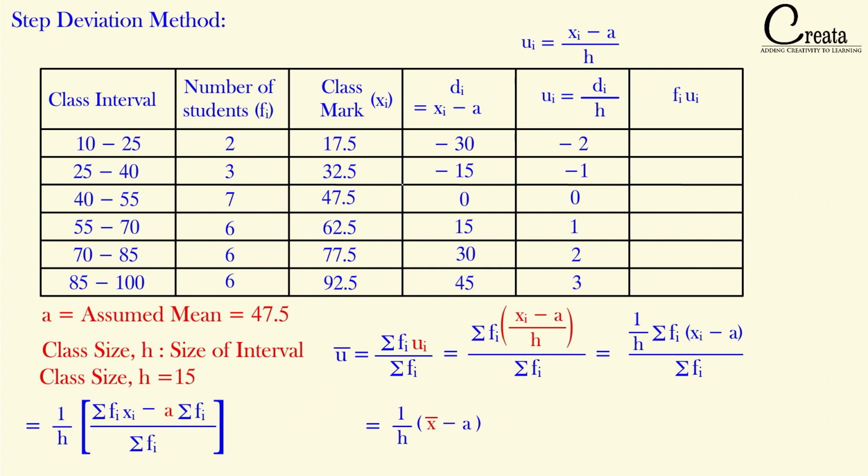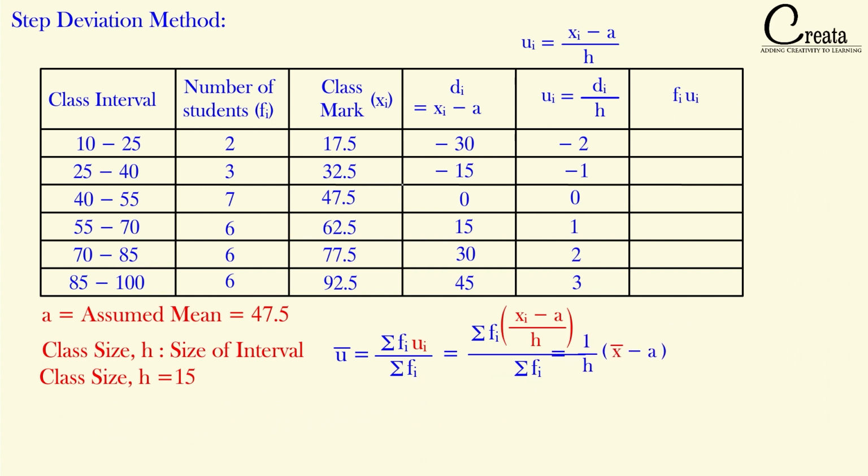Let's remove all these middle terms. We got the equation that is u bar is equal to 1 upon h into (x bar minus a). We have just simply removed all the middle terms. We got our equation, that is u bar is equal to 1 upon h into (x bar minus a).